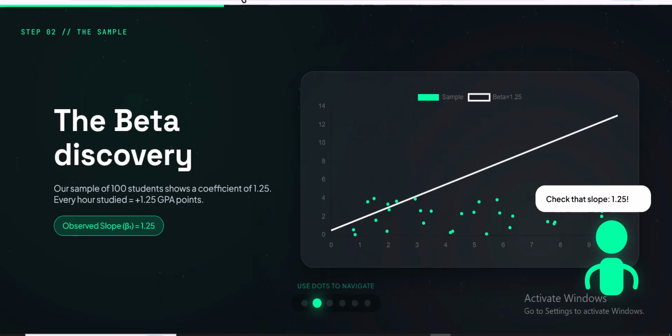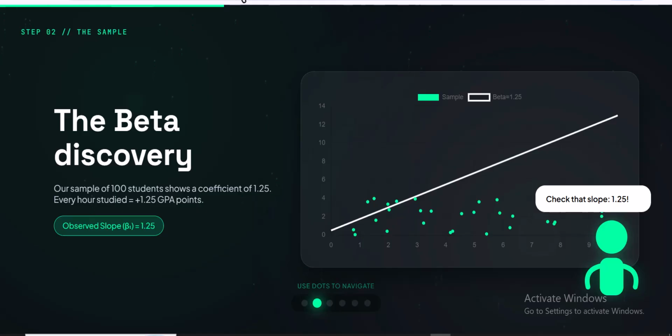Again, note that this value of 1.25 is coming from the 100 students, which is our sample. So the sample could be any value. You can take 50, 100, 200, but it should be less than 10,000. The adequacy of the sample size depends upon your total number of population elements. So here, we are simply taking 100 students.